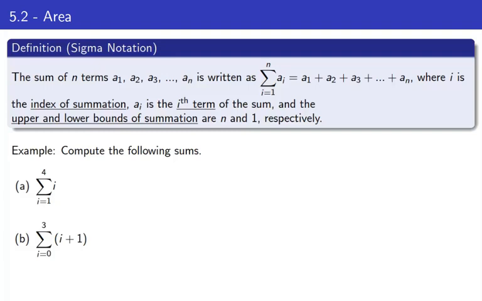In this lesson, we're going to talk about area. Summations in general you may have seen in previous classes. They're useful things to know. This is what we call sigma notation. Sigma notation is written with the Greek capital letter sigma.